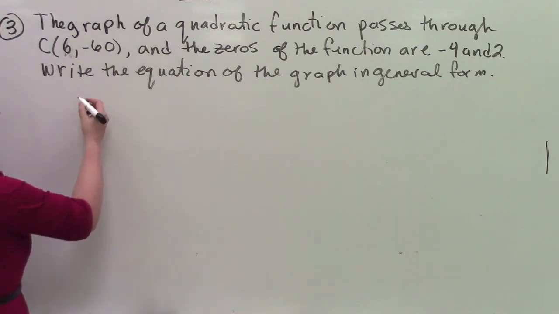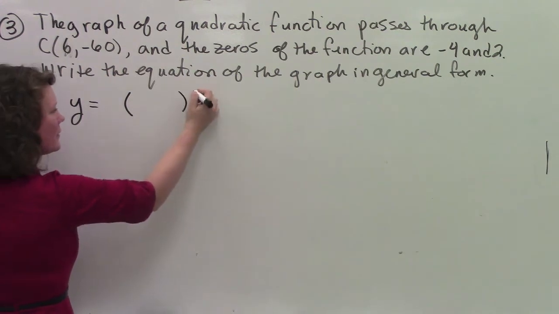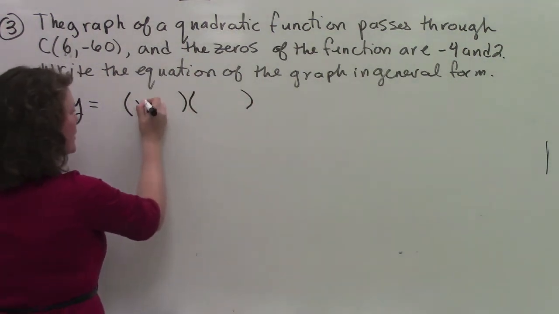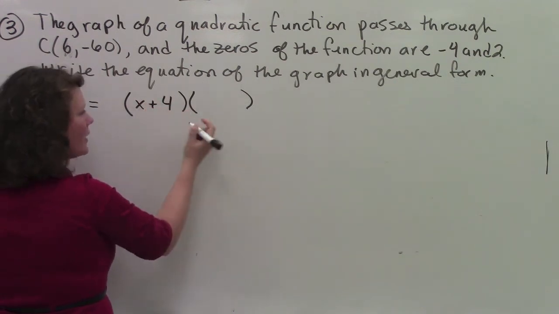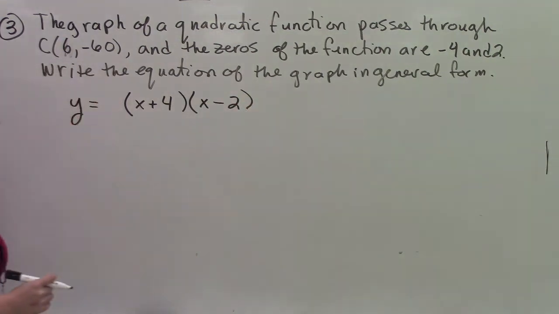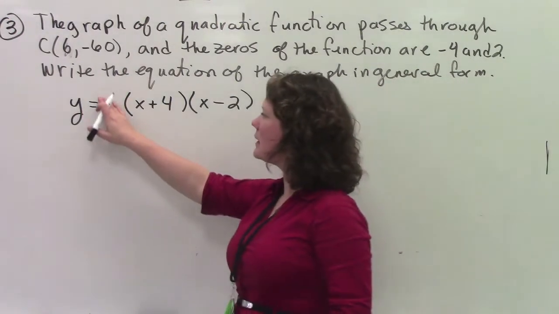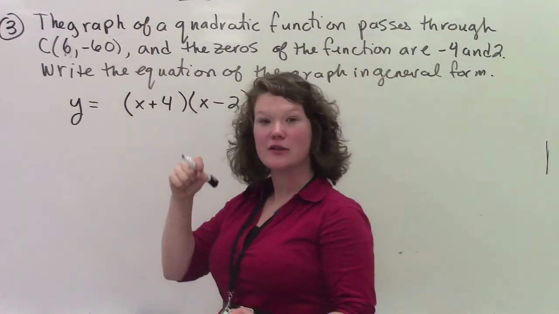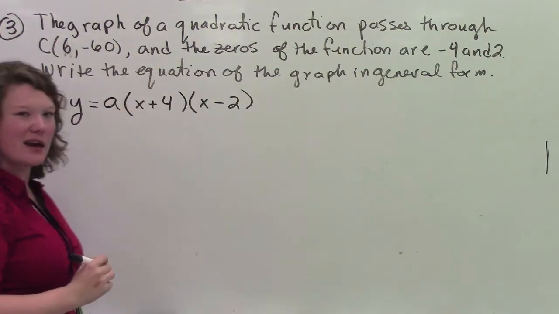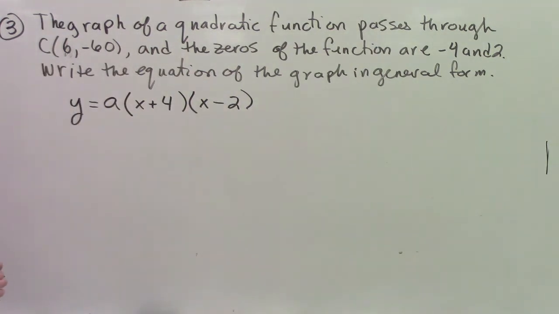All right. So if I were to write this, I would say, okay, y equals, and I know that I have zeros at x at negative 4 and positive 2. So I'm just going to say x plus 4 and x minus 2. We know that a quadratic function can be stretched or compressed by that a factor, but we don't know exactly what that is. So we're going to have to solve for it. That's why we are given this point right here.